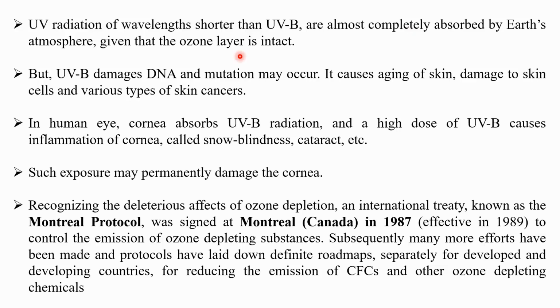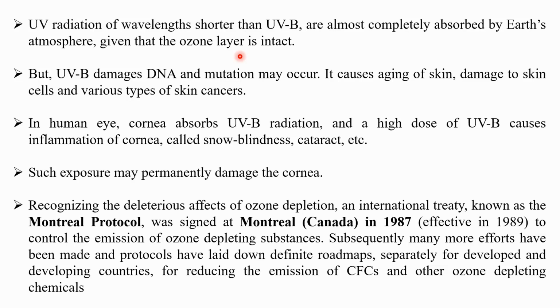In the human eye, the cornea also absorbs UVB radiation, and a very high dose of UVB causes inflammation of the cornea called snow blindness, cataract, etc. Such exposure may completely or permanently damage the cornea.